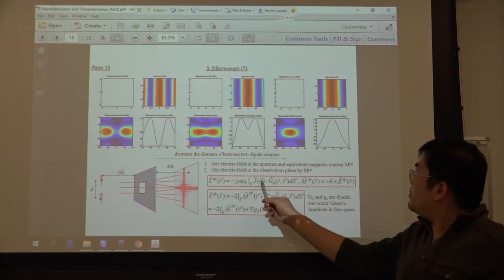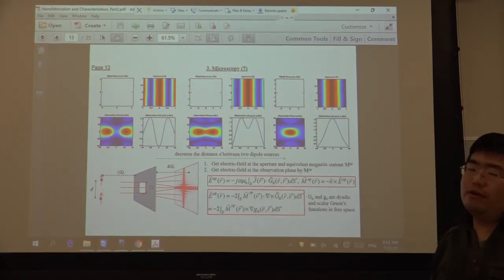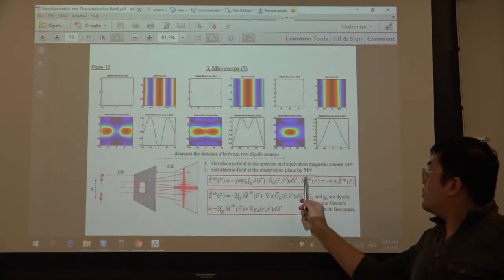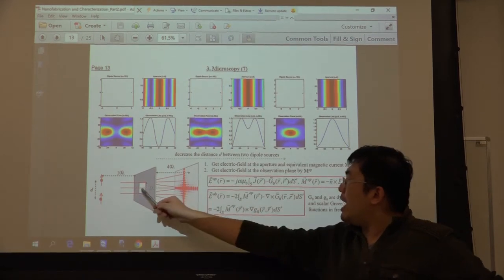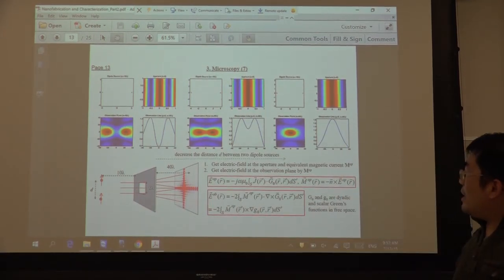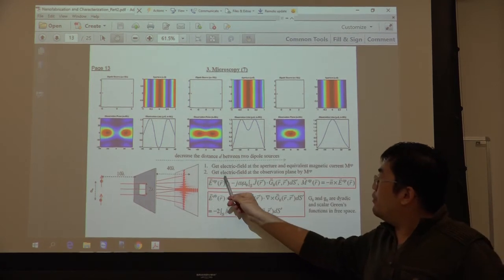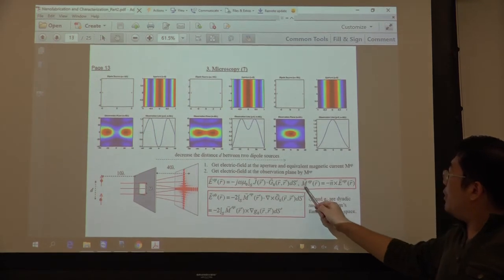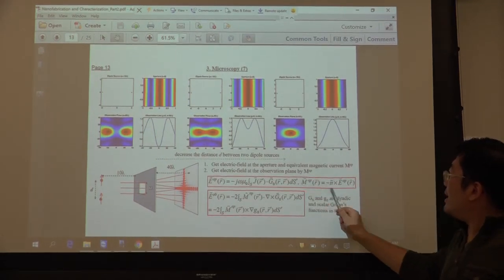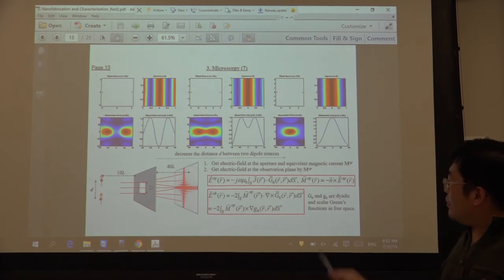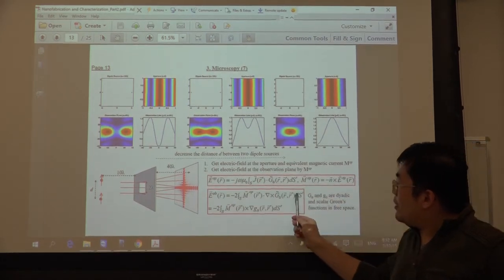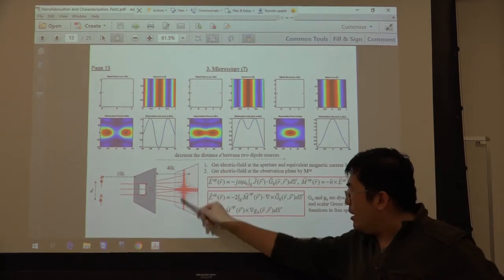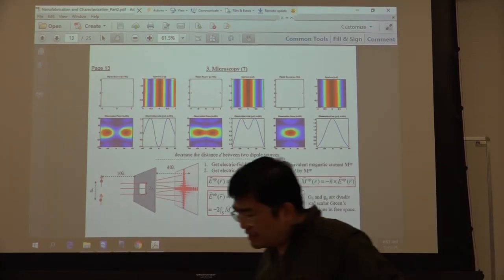E equals j omega mu G0 times J, where G0 is the Green function in free space and J is a Hertz dipole. You learned this, so you can get the total field at this aperture. If we know the incident field from the two dipole sources, we can know the equivalent magnetic current. If we know the equivalent magnetic current, then we use the equivalence principle again, and we can get the E field at this observation plane. So this is the basic idea here.